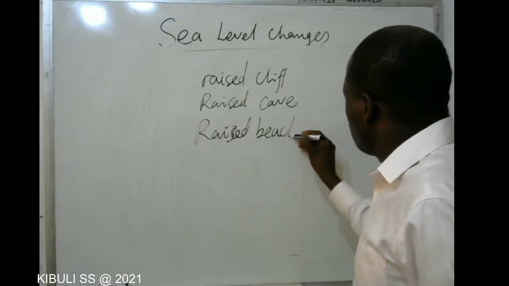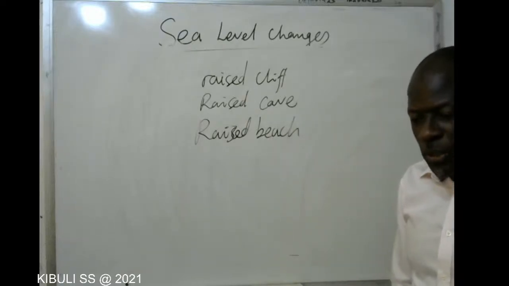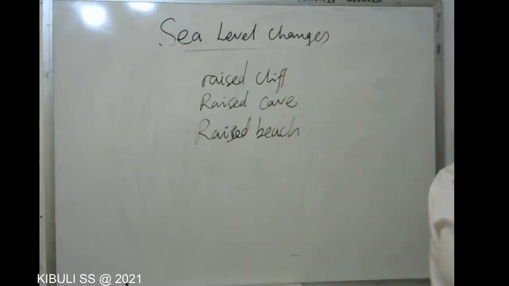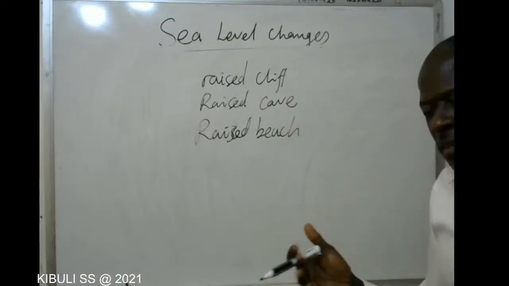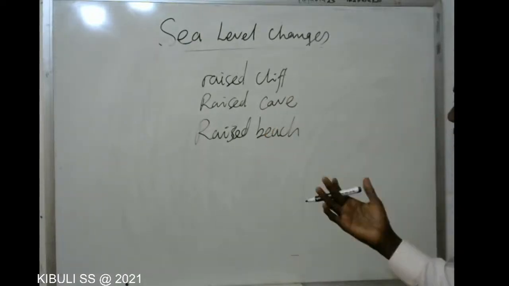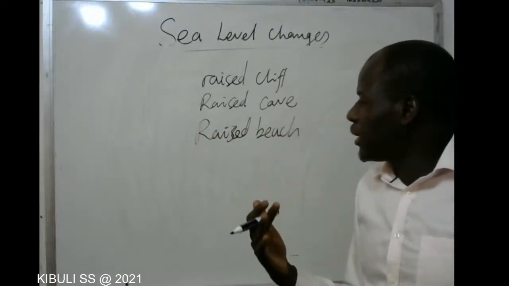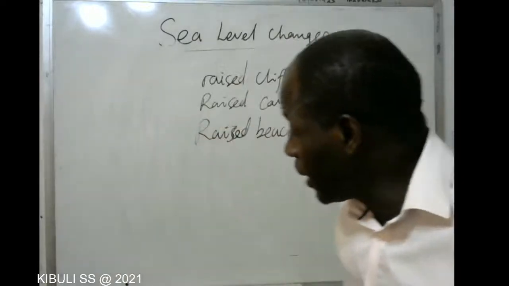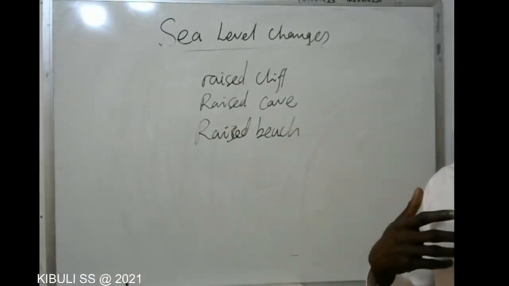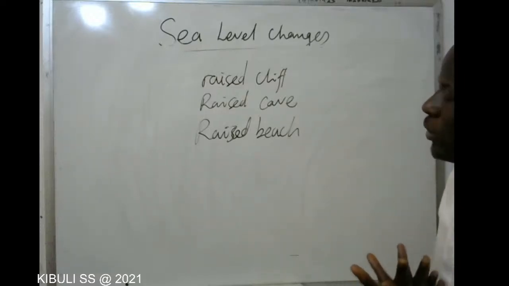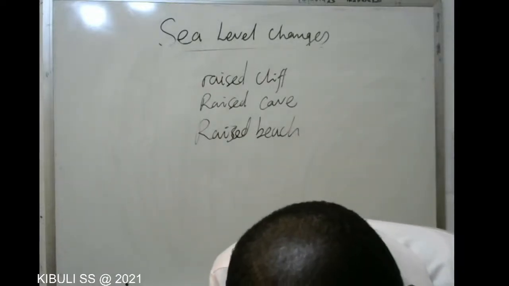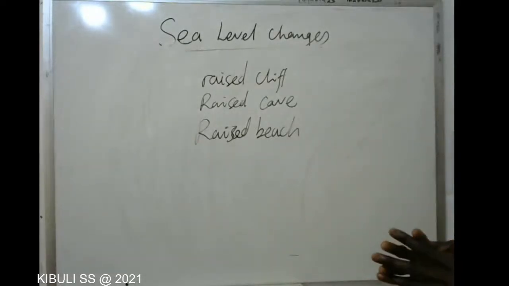So in simple terms, we are saying that coastal emergency because of a fall in sea level simply exposes or raises the coastal features that are already in existence. So we simply describe them as raised. The raised cliff, raised cave, raised beach, raised wave cut platform all form as a result of a fall in sea level, and those are the features that represent the effect of coastal emergency. In this category, we are not going to dwell so much on it.